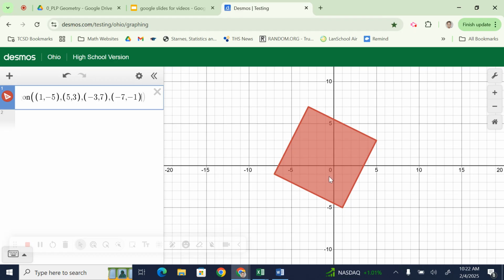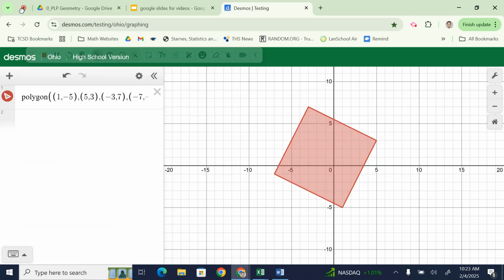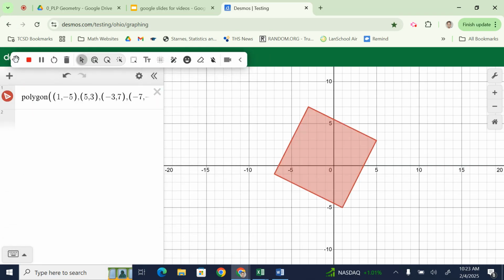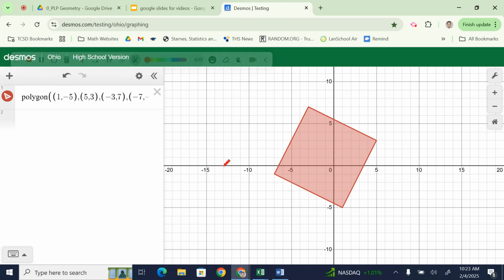And I bet you're thinking to yourself, Mr. Chappell, that's a square. I know it's a square, 100%. Okay, good for you. But you still have to show me your work. So let's talk about what you would do on your paper. So again, there's going to be a graph given to you. You need to graph this. So I'm going to graph it myself. I'm going to do it right over here.